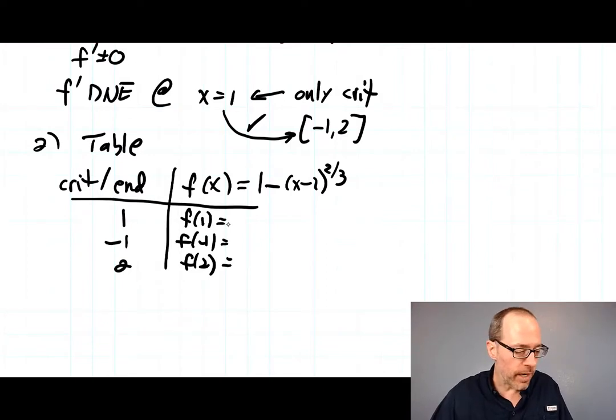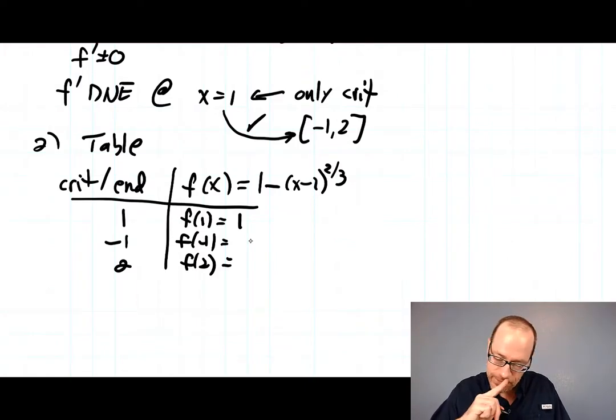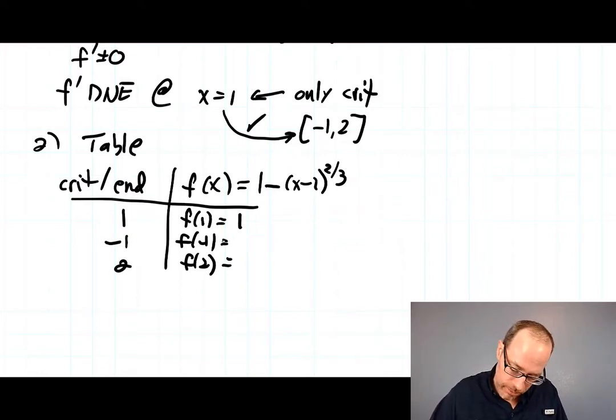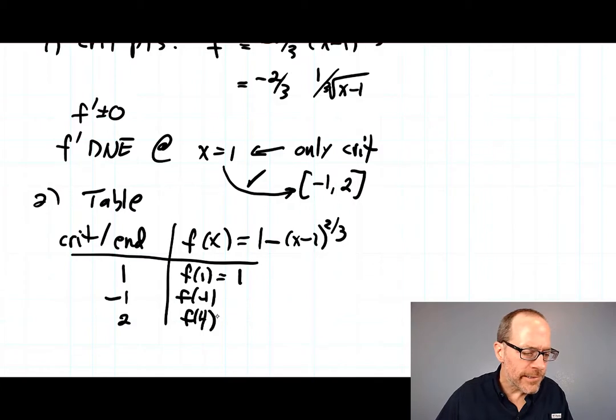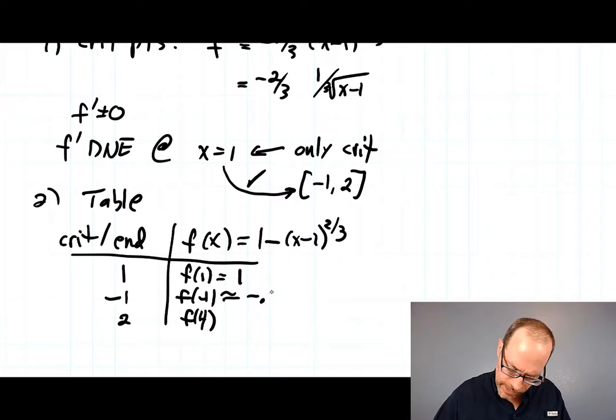All right, so for 1, you can evaluate that exactly. You get 1, and the rest give you cube roots of things, so you can put it on your calculator to get an approximation. And so f of -1 is approximately -0.59, so you can put that on your calculator. And then f of 2 is 0.